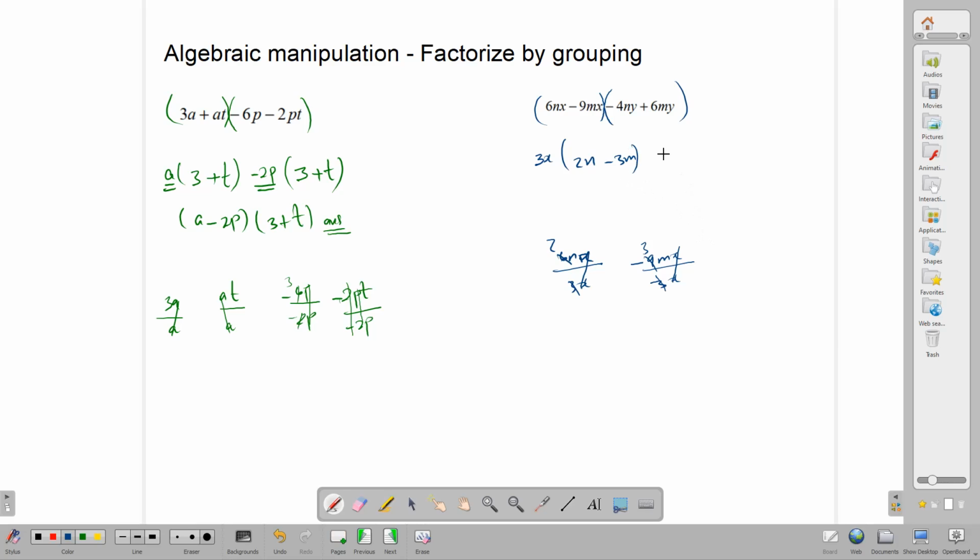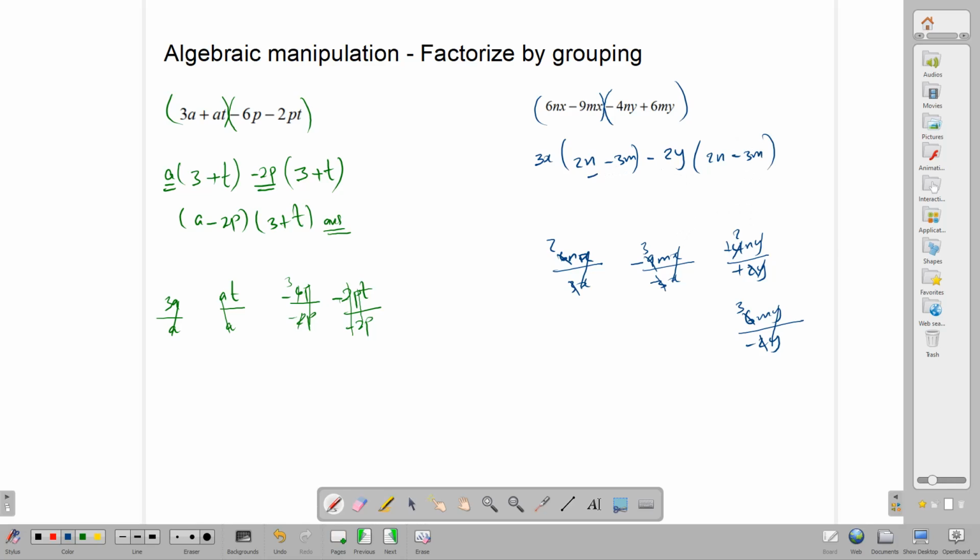For the second bracket, our factor is negative 2y. Remember, it's negative because this term here is negative. We are now going to divide our minus 4ny by minus 2y. The negatives cancel out, the y's cancel out. 2 into 4 goes 2, and so we have 2n. Again, we take our 6my and divide it by a negative 2y. The y's cancel out. 2 into 6 goes 3, and we're left with a negative 3m.